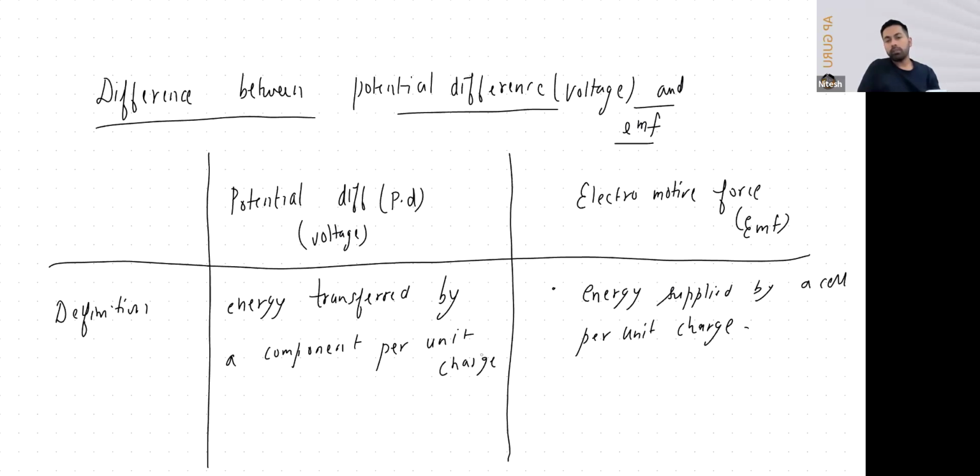If you look at the definitions, it almost seems the same. Energy per unit charge, here also energy per unit charge. But on one side, it's transferred or delivered. On the other side, it's supplied. That's the difference. I'll explain it with an example.